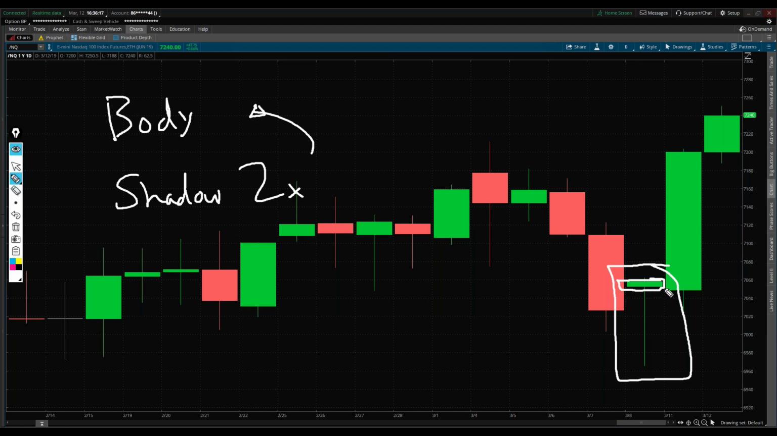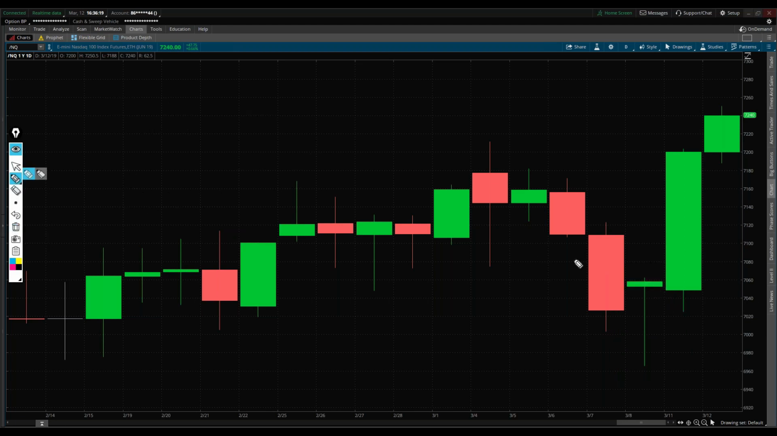Okay. So this body, as you can see, if we were to double or even triple it in size, it still wouldn't even measure up to that huge lower shadow. And what that shows us is a lot of buying pressure. Okay. So in this case here, for this hammer, you can see that we ended up opening and then closing higher, right? So it's a green candle, and it fits the criteria because we have this enormous lower shadow.